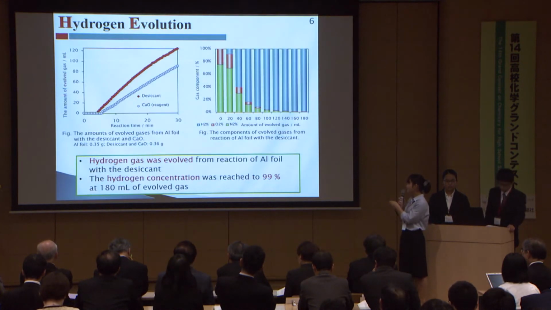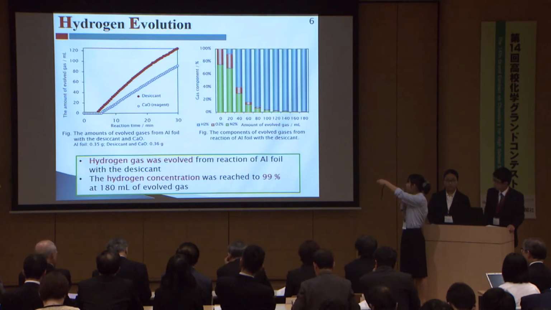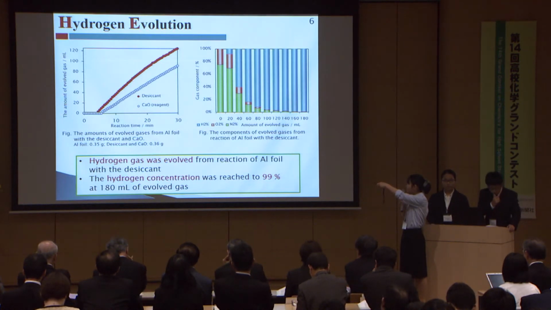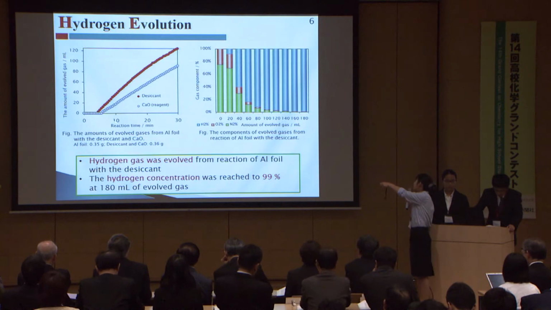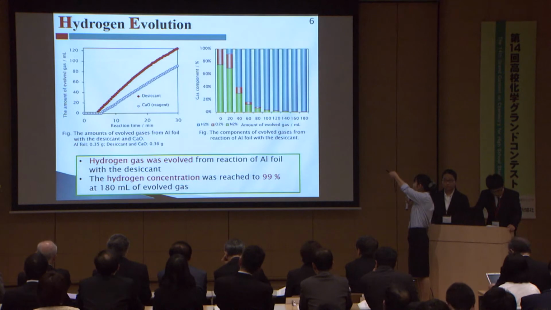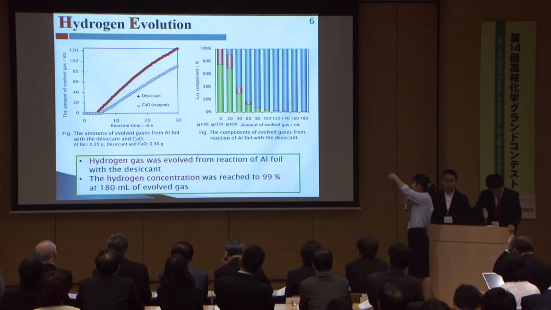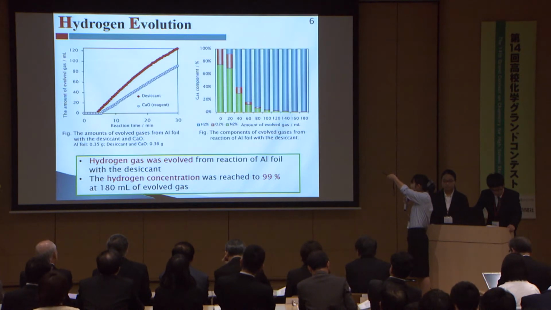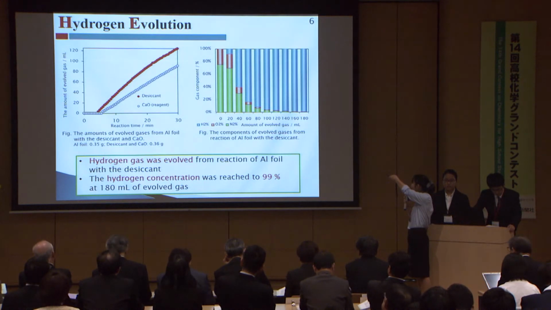Next, result and discussion. This figure shows the result of the reaction of aluminum foil with the descant in this reaction condition. To compare with the descant, we also carried out a CaO reagent. From 5 minutes later, the gas was evolved and increased with time. When the CaO reagent was used as a comparison, a similar trend was obtained. Therefore, it is found that the CaO contained in the descant has an activity for the reaction with aluminum foil.